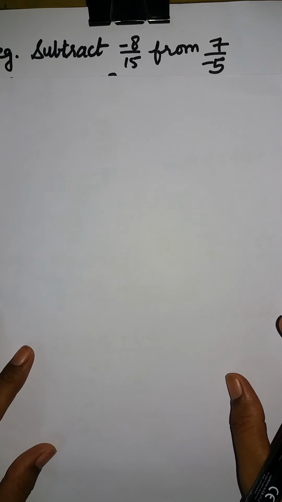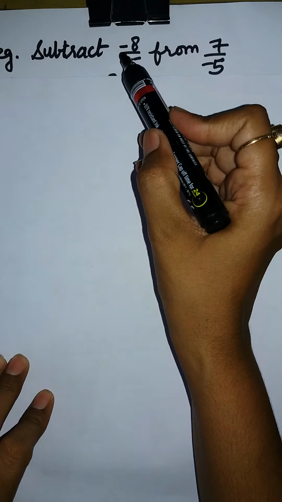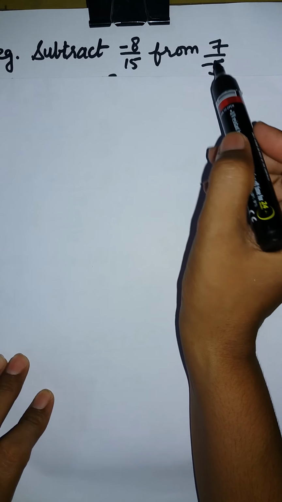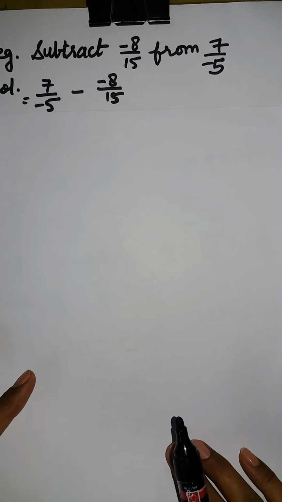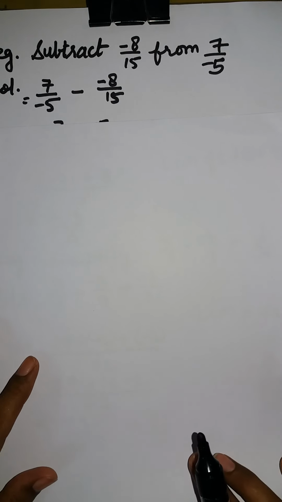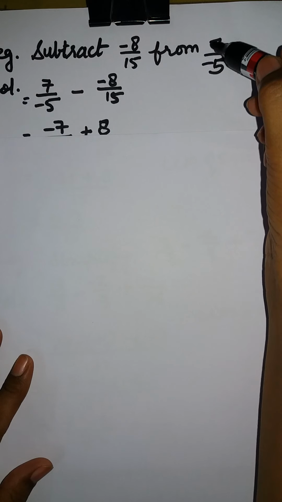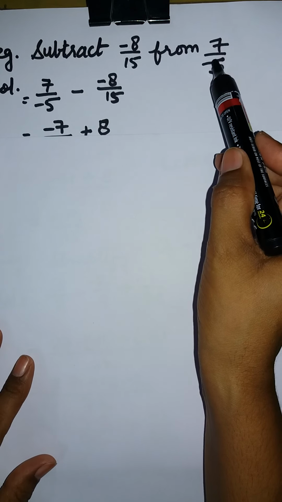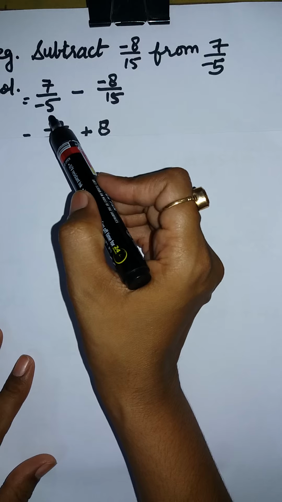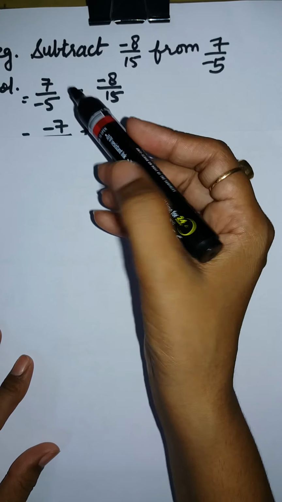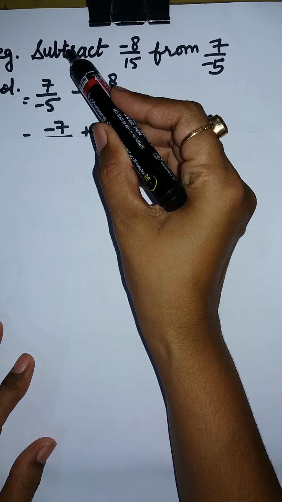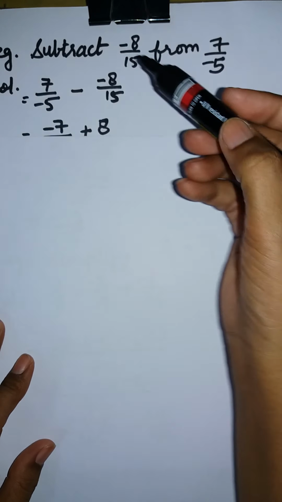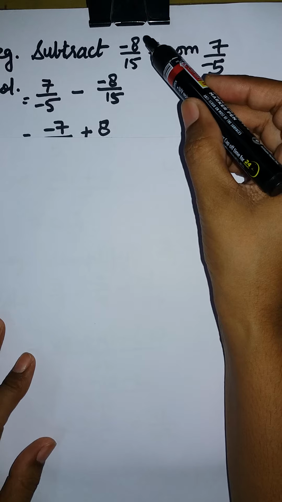We can take one more example here. Subtract minus 8 by 15 from 7 by minus 5. We can see the denominator is negative here, so we know we have to change the negative sign from the denominator to the numerator. But we know first we have to write this 7 by minus 5 in the place of the minuend here, and then the minus sign is showing us the operation which we have to perform, which is subtraction. Then this minus 8 by 15.